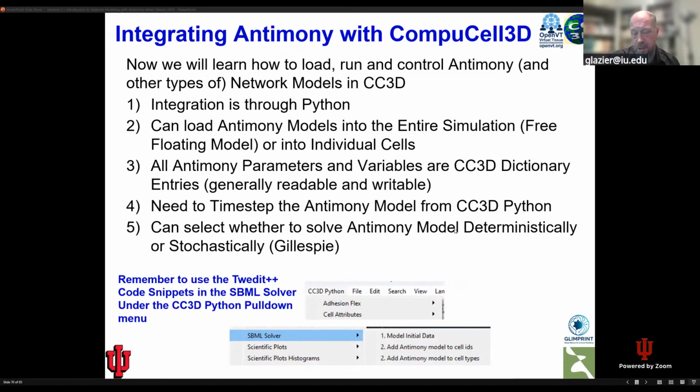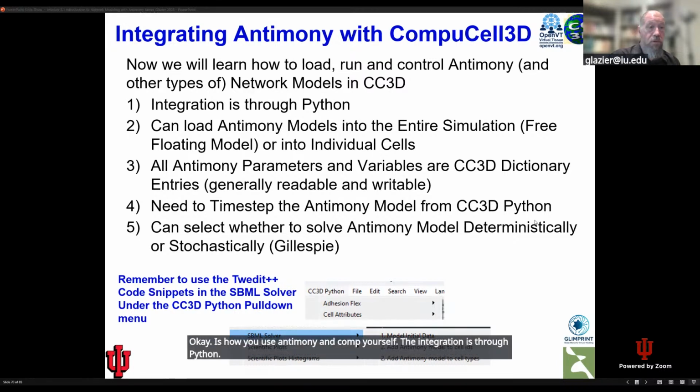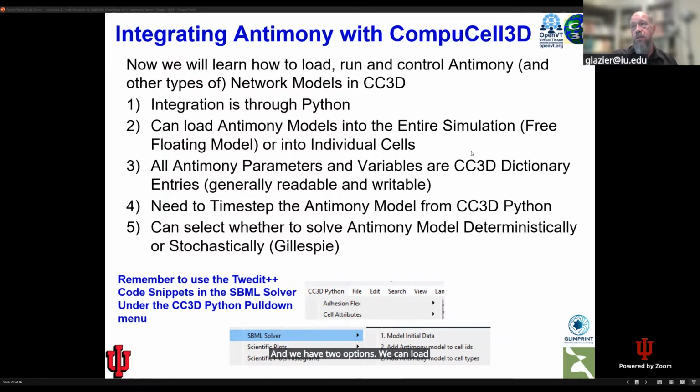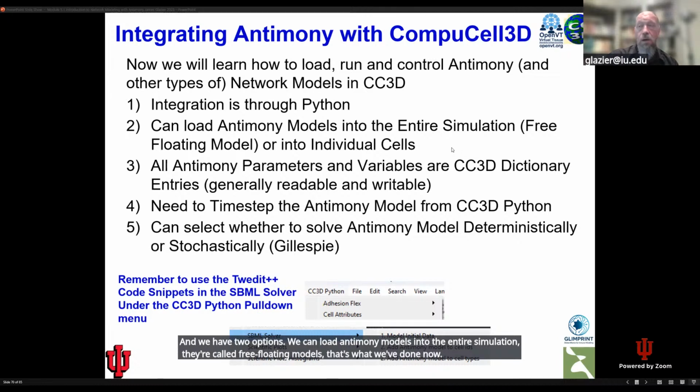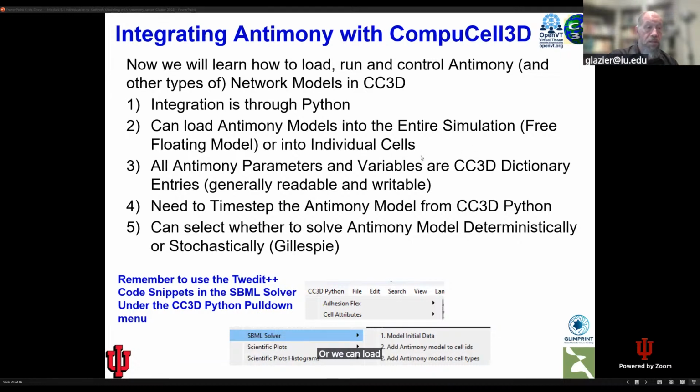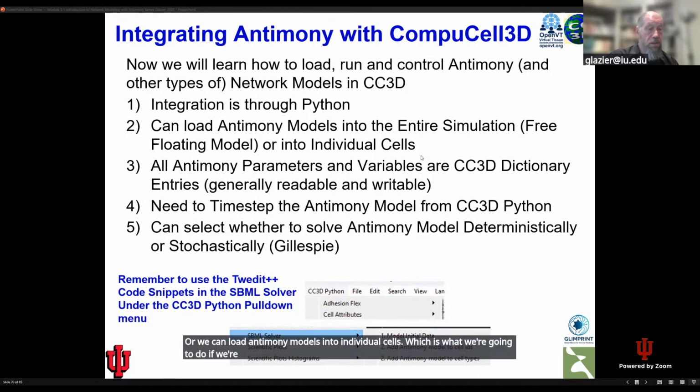Okay, the next thing I'm going to talk about, and we're really going to do this later, so this is getting ready for the afternoon exercises, and I will go over this again in the afternoon, is how you use Antimony in CompuCell. The integration is through Python, and we have two options. We can load Antimony models into the entire simulation. They're called free-floating models. That's what we've done now. Or we can load Antimony models into individual cells, which is what we're going to do if we're modeling gene regulation or signaling or metabolism.